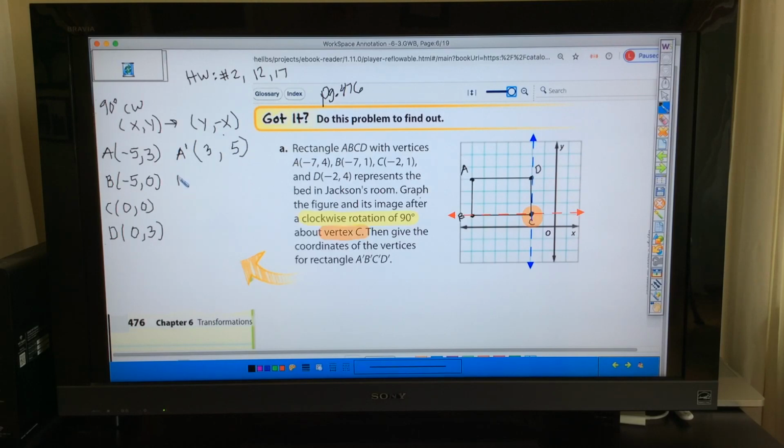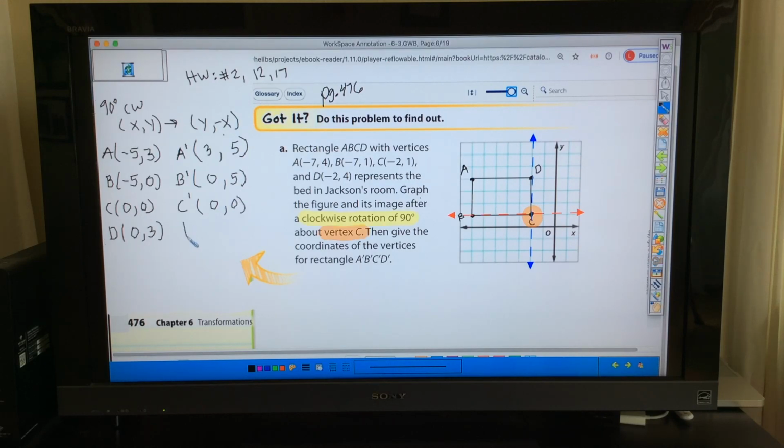Okay, B prime. (-5, 0) is going to become (0, -5). But again, I'm taking the opposite of negative 5, so it's actually positive. Okay, C is at the origin. Well, nothing happens. If you switch 0 and 0, you still get 0 and 0. And 0 doesn't have a sign, so C still ends up at the origin.